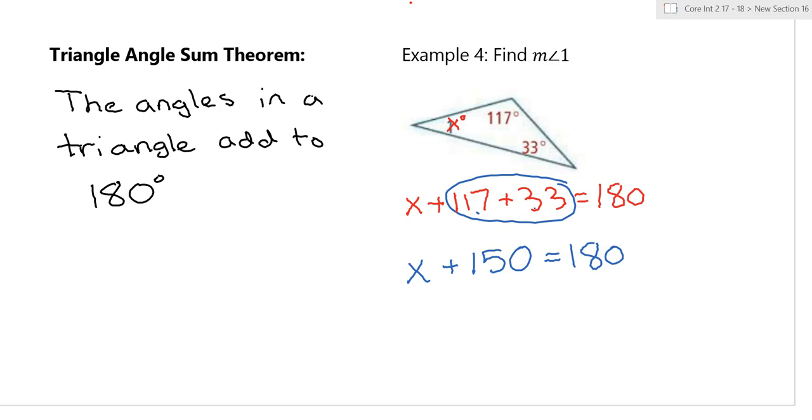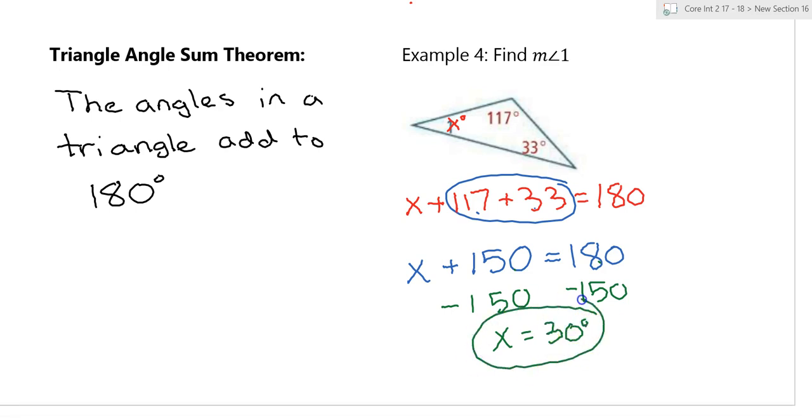Okay. So anytime things are on the same side, right, they're like terms, I just combine them. Now, 150 and 180 are on opposite sides. Since they're on opposite sides, I have to do the opposite. 180 minus 150 is 30 degrees. So this angle here would be 30 degrees.